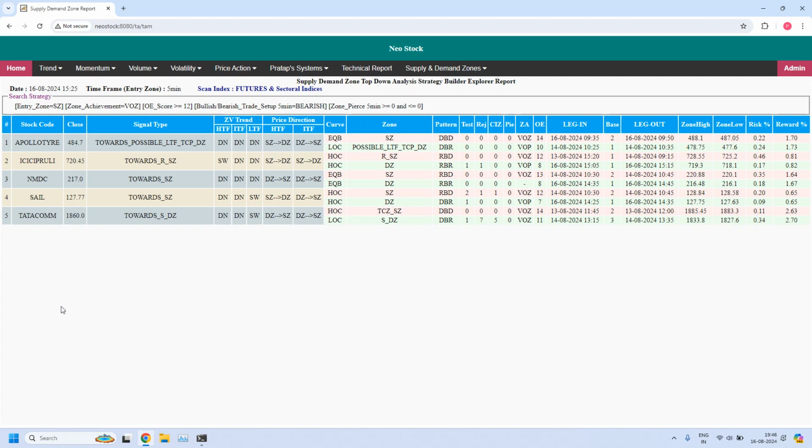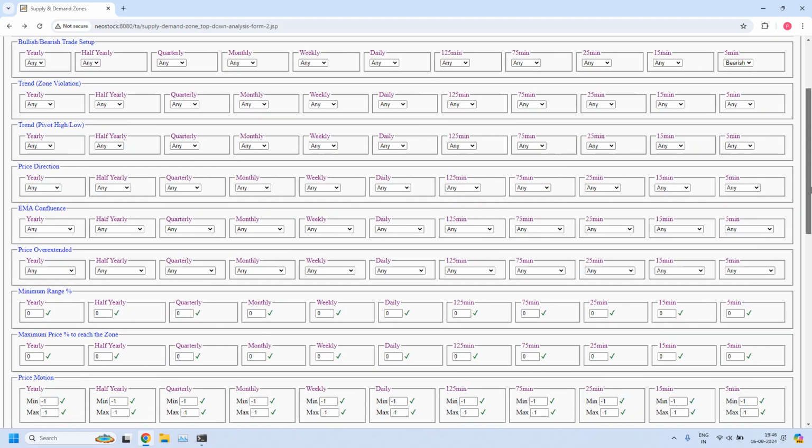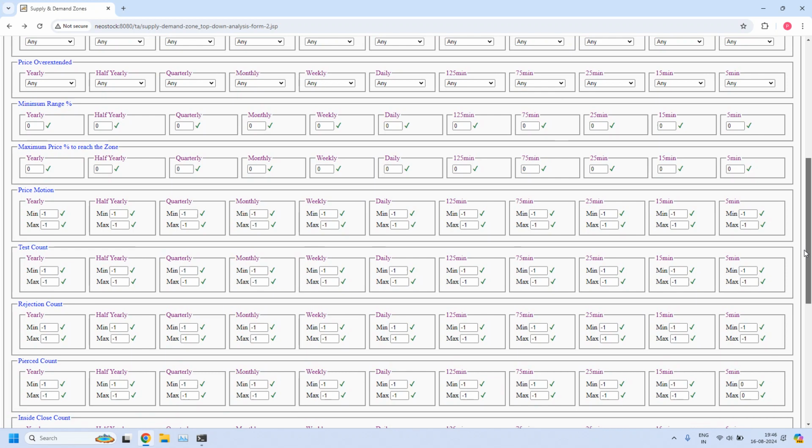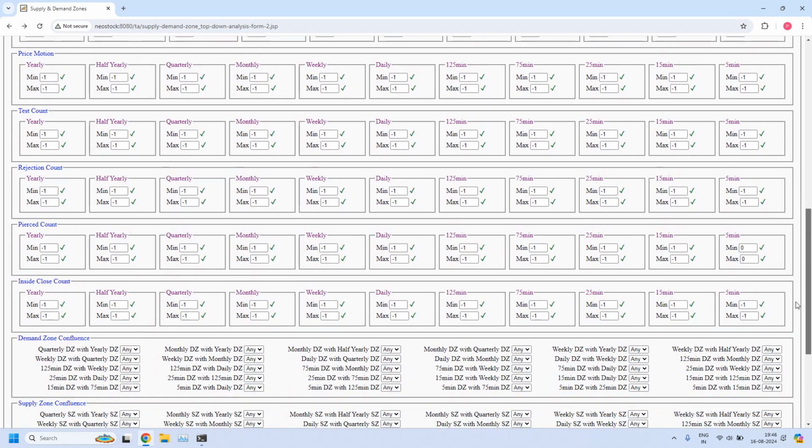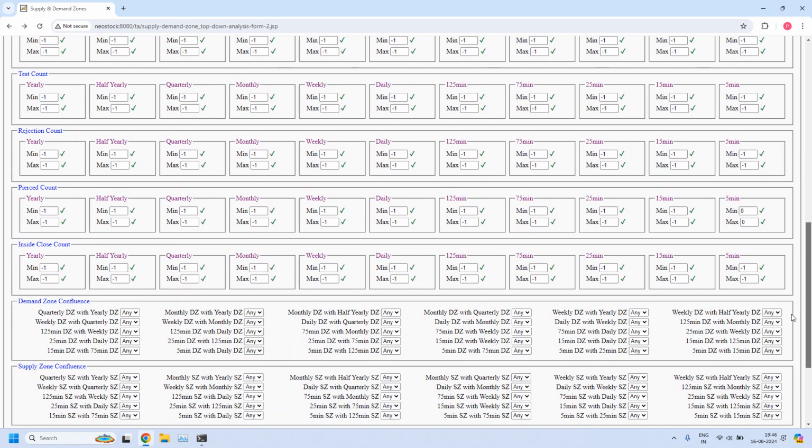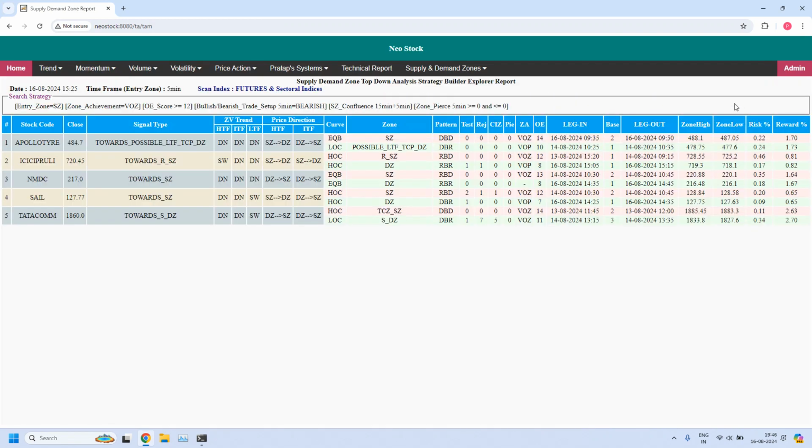Now let's verify out of these 5 how many are having confluence with ITF time frame, that is 5 minute supply zone confluence with 15 minute supply zone confluence. So 5-minute supply zone with the 15-minute supply zone confluence. So this is what is enabled. Let's filter. So all 5 stocks are supporting a 15 minutes zone confluence, so supply zone confluence.